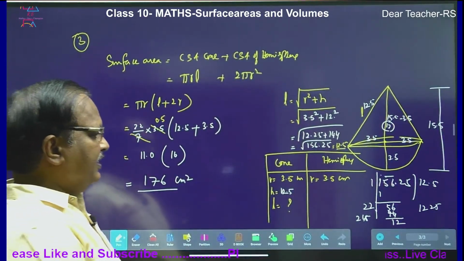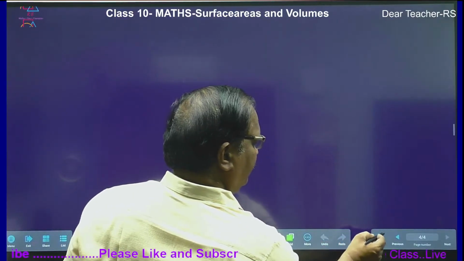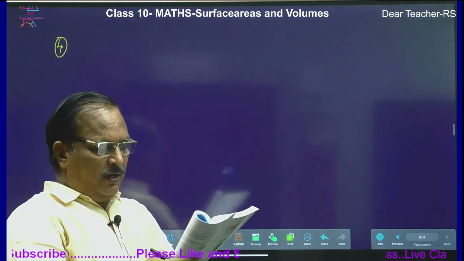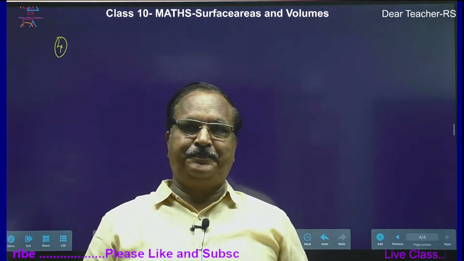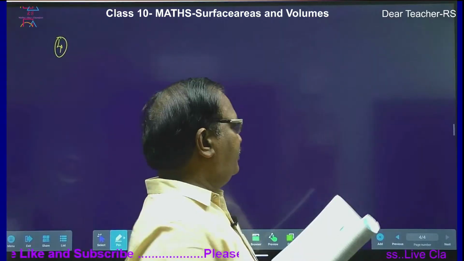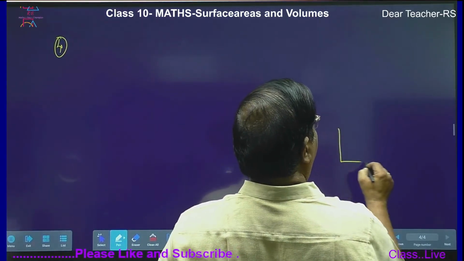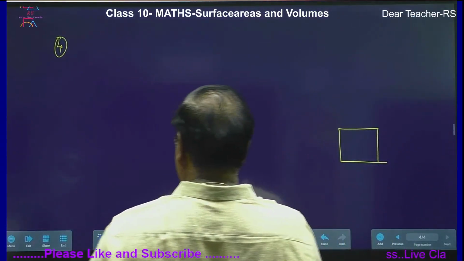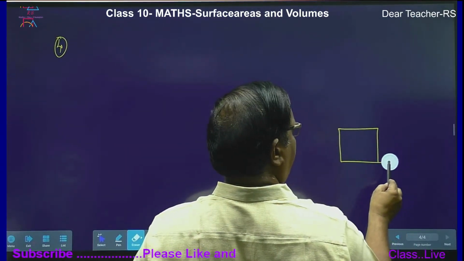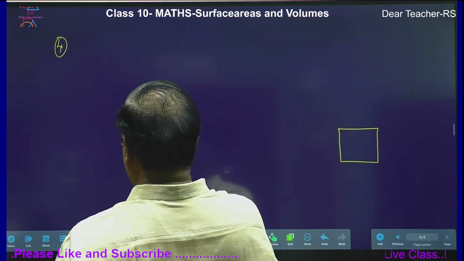Okay, so now let us go to question number 4. A cubical block of 7 centimeter surmounted by hemisphere. Okay, so there is a cubical block, right, and surmounted by hemisphere.